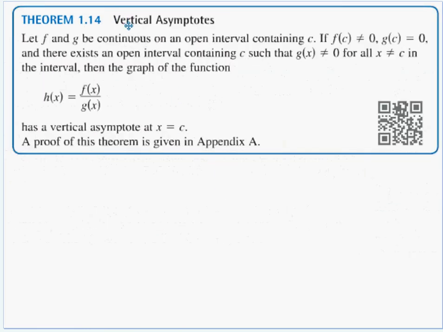So now here's our theorem, the theorem of vertical asymptotes. It starts by saying let two functions, f and g, be continuous functions on some open interval containing point c. If f of c is not equal to 0, what this is saying is the numerator here is not equal to 0, and g of c is equal to 0. So that means our denominator is equal to 0.